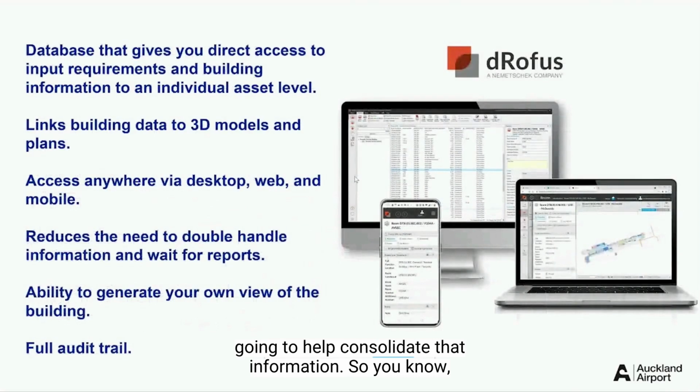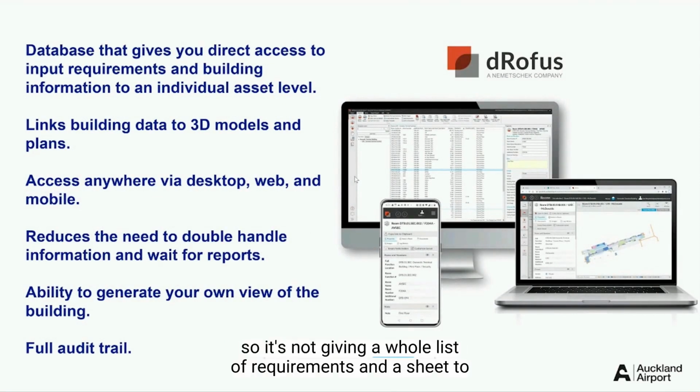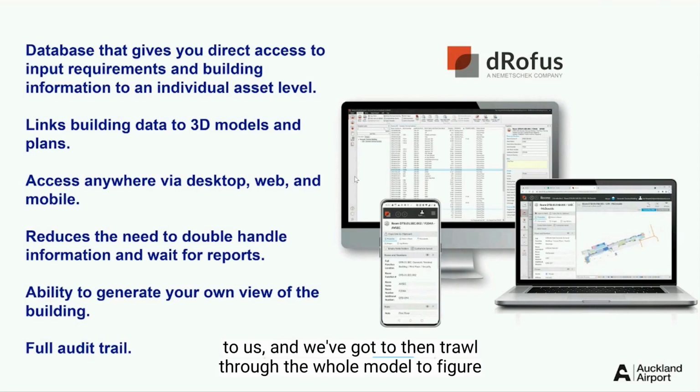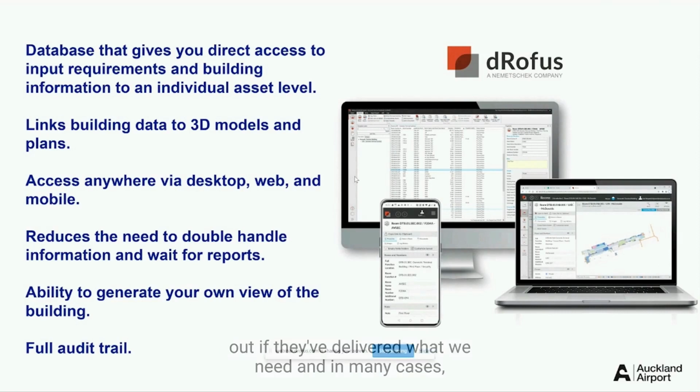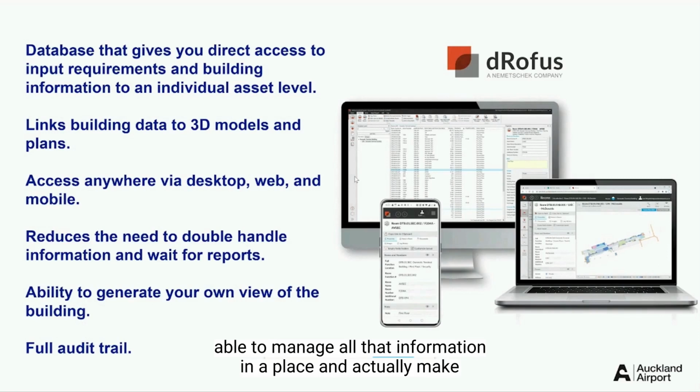And so, the key features are that dRofus gives us direct access to input requirements at an individual asset level. So it's not giving a whole list of requirements in a sheet to architects to then feed into a model that they then give back to us, and we've got to trawl through the whole model to figure out if they've delivered what we need. And in many cases, a lot of what we need doesn't need to be modeled. So it's being able to manage all that information in a place and actually make the BIM process more beneficial.